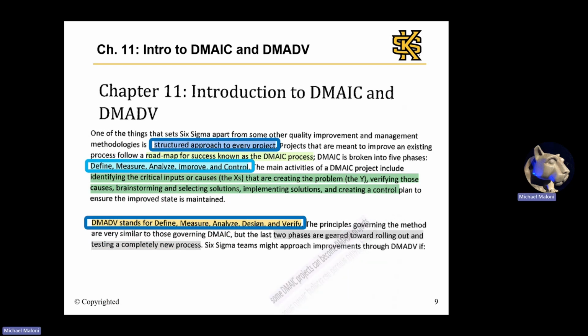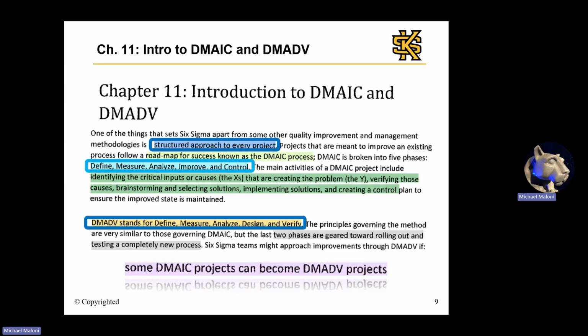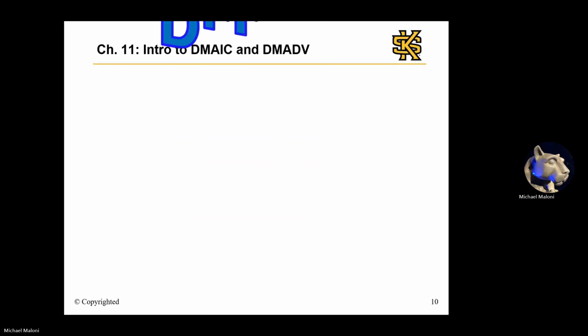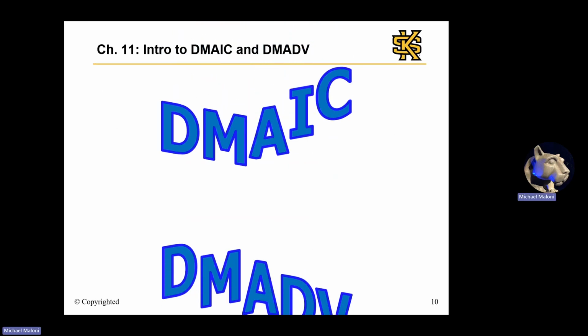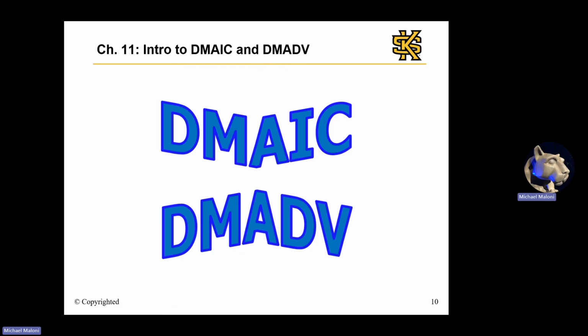The text notes that some DMAIC projects can actually become DMADV ones. For instance, after an initial investigation in the define and measure stages, it may make more sense sometimes just to build a new process. Again, the main difference between DMAIC and DMADV is the last two steps. DMAIC is for existing processes, and DMADV is for new processes.